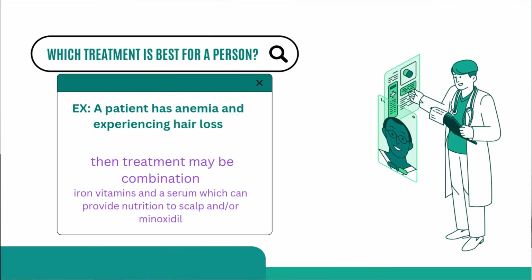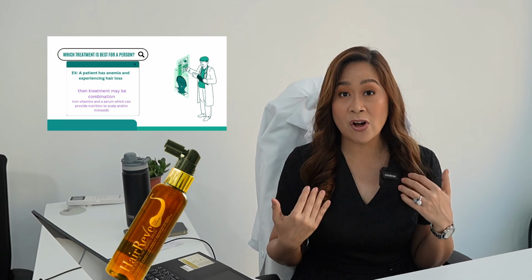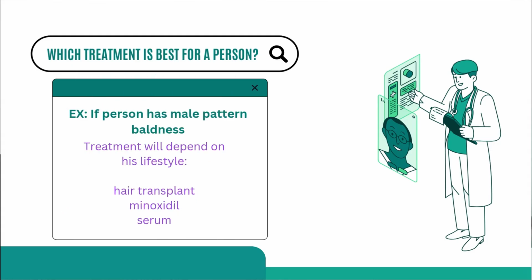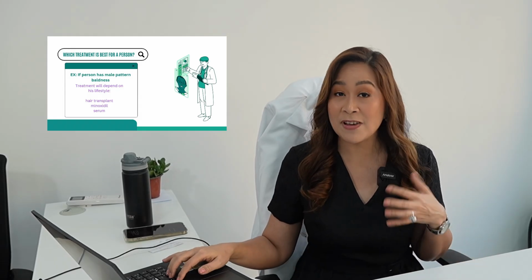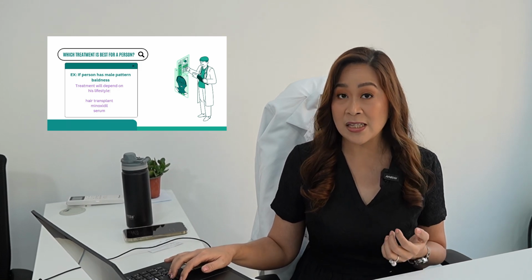So for example, a patient has anemia and is experiencing severe loss. Then the treatment will be a combination of iron, vitamin supplements, and the right diet to solve the anemic problem, and then a serum which can nourish the hair follicles like HairReve. Another example, if a person has male pattern baldness, then his treatment will depend also on his lifestyle. So he can choose between a transplant, minoxidil, or the serum, or combine all if he has the means and if he wants to try all these, including invasive treatments.